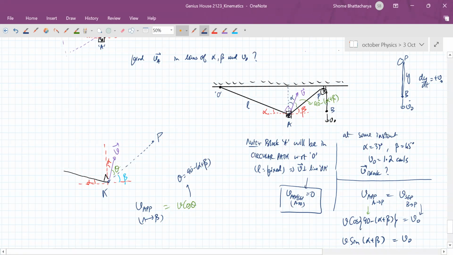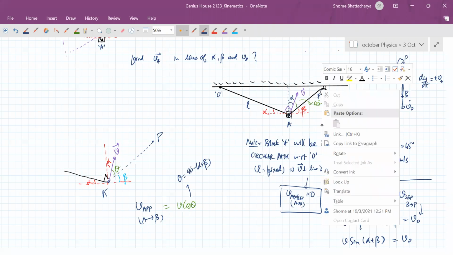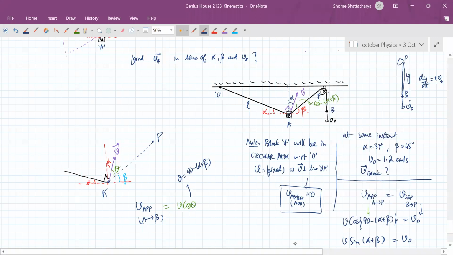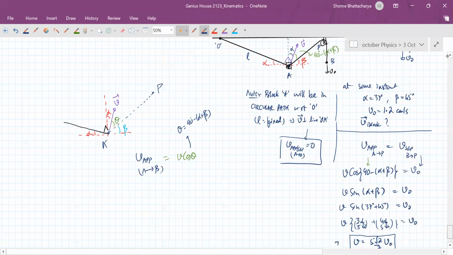So basically the component of A's velocity towards the point P should be balanced by the velocity of B, which is directly away from the point P. That's why on the other side of the equation it is V naught. And then it's just a matter of calculation, working this out.